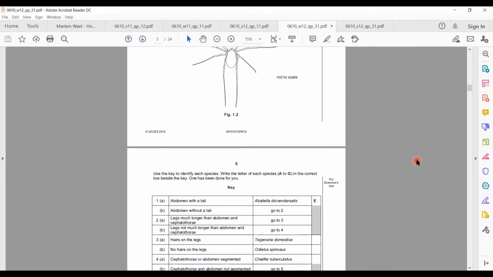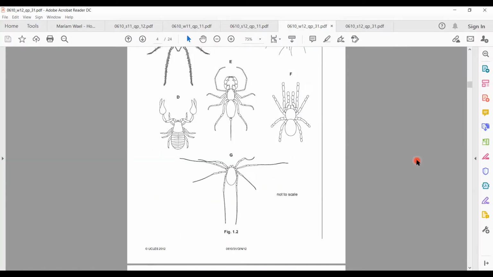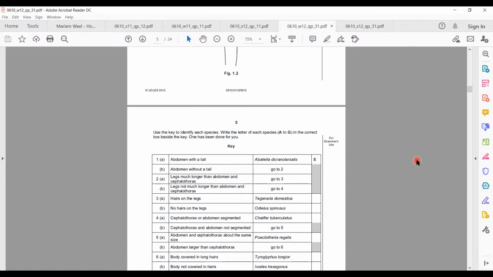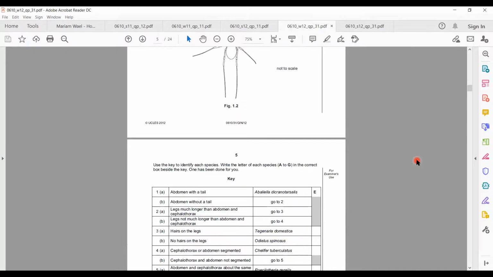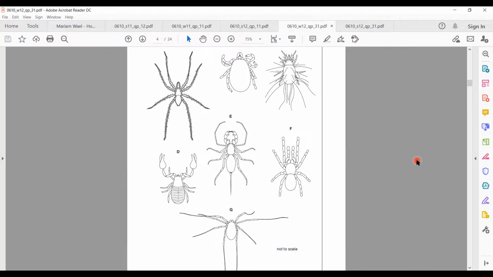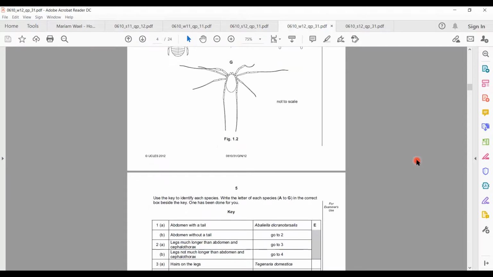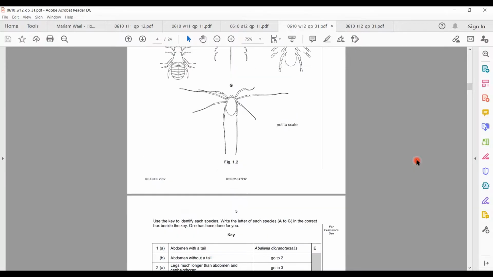We can never memorize what's written. Hairs on the legs. So let us see, where are the hairs on the legs? Which one? A has hairs on the legs, of course, and the legs are longer than the cephalothorax, so that confirms. Now number B, no hairs on the legs, but they must have the two descriptions above. No hair on the legs. So it's going to be E. But look here, they said that the legs are much longer than the abdomen. I thought just longer. Okay.